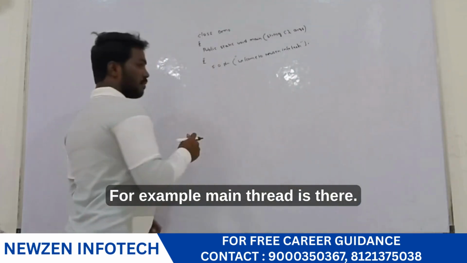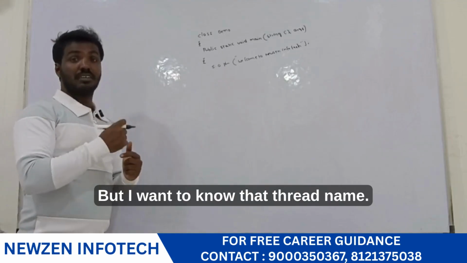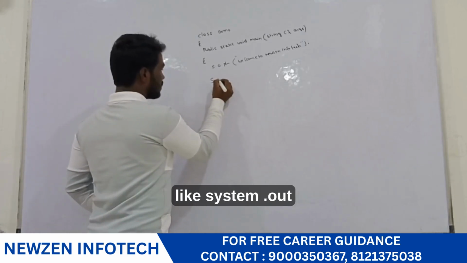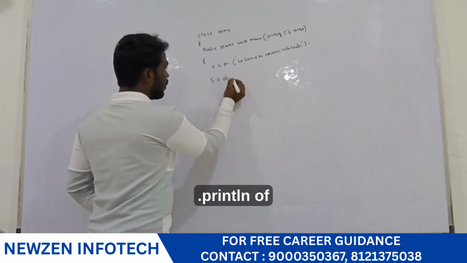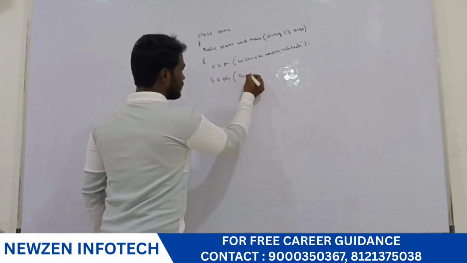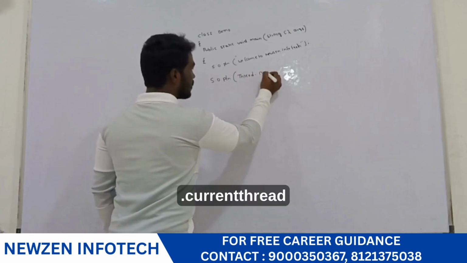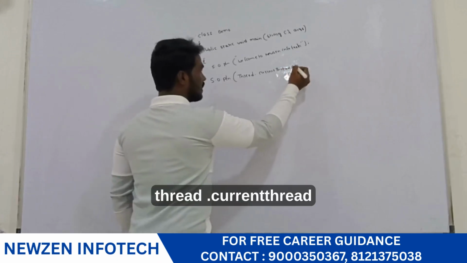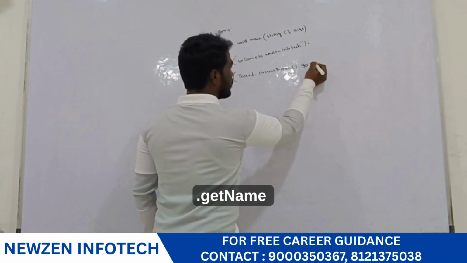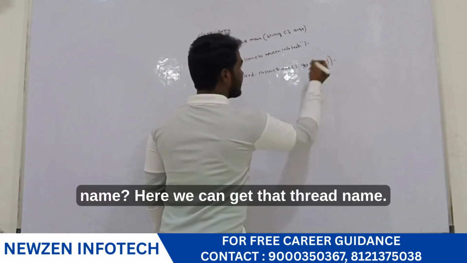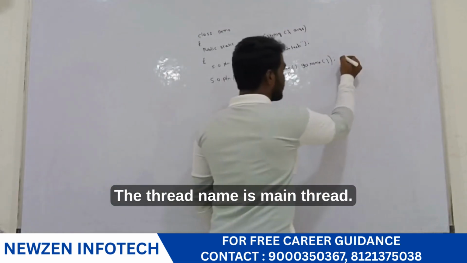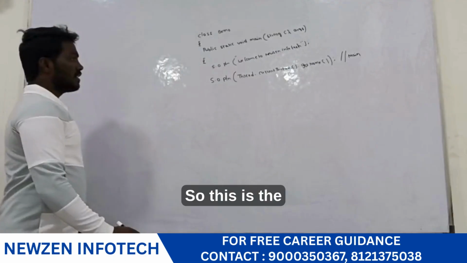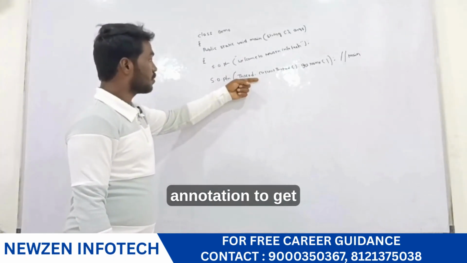Now the main thread is there, but I want to know the thread name. If we want to know the thread name, then we have to use the statement System.out.println of Thread.currentThread().getName(). Using getName, we can get the thread name. The thread name is main, so here we'll get the output main. This is the method to get a thread name.